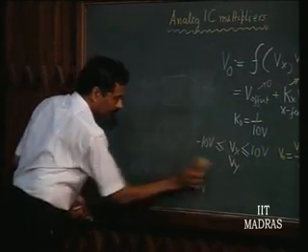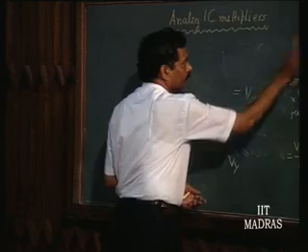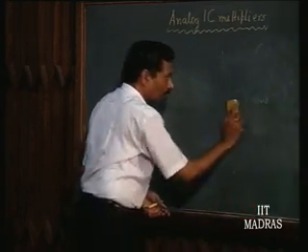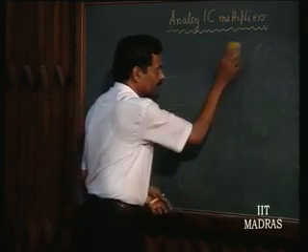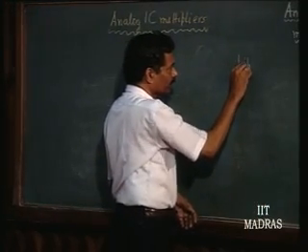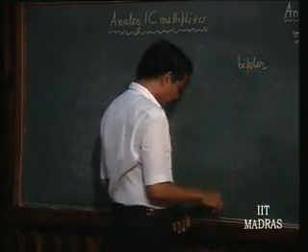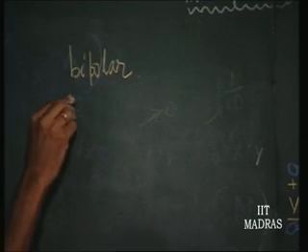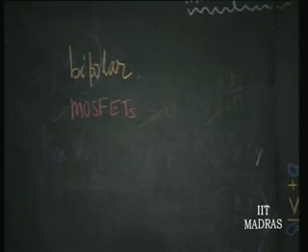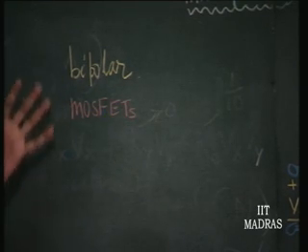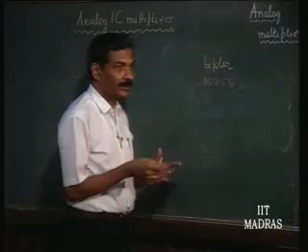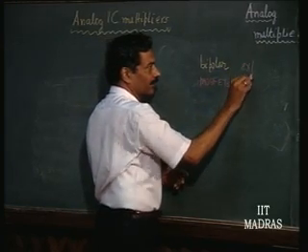We will consider the devices that are available to you. The nonlinear devices that are available to us are bipolar transistors and MOSFETs. These are the devices that are available. Bipolar is essentially a nonlinear device which is using what? Exponential relationship.